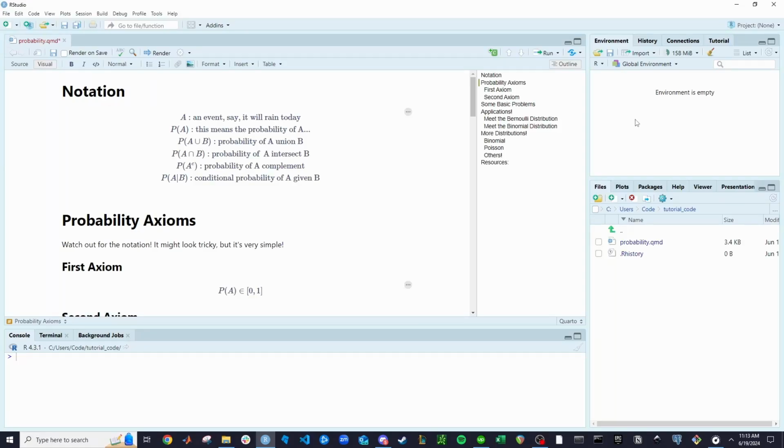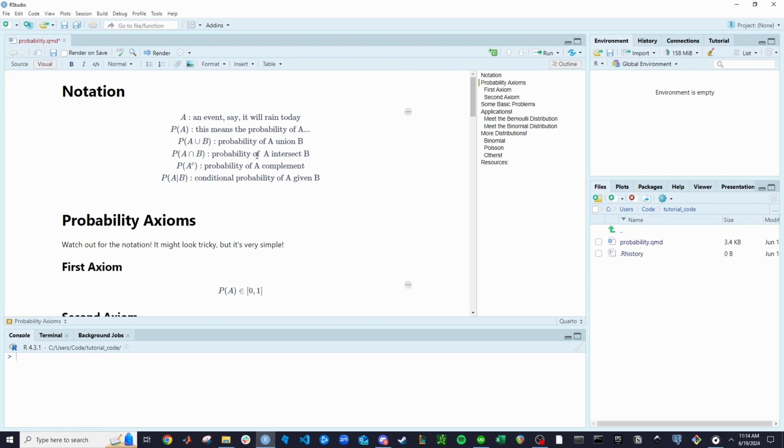Hi everyone, today I'm going to walk through some basics of probability with applications in R. So just a little bit of notation to get us started. There's a lot of different notation and it can look kind of tricky, but when you learn what it means, it's not too bad.